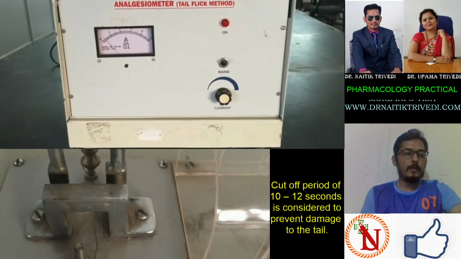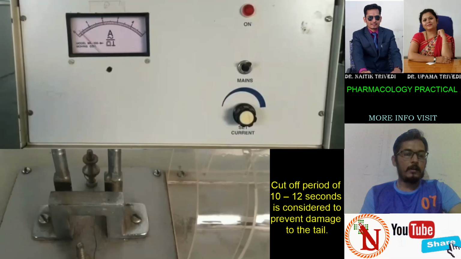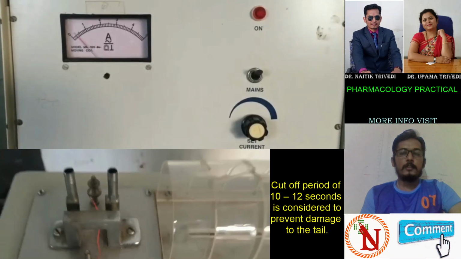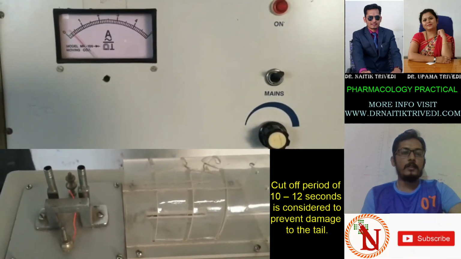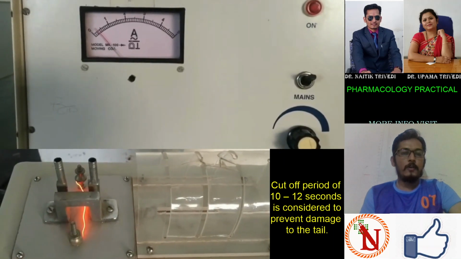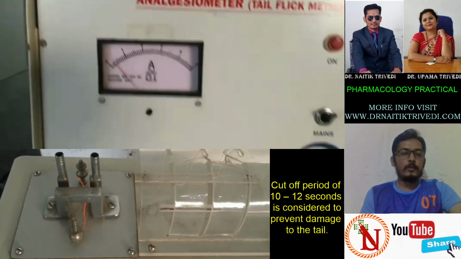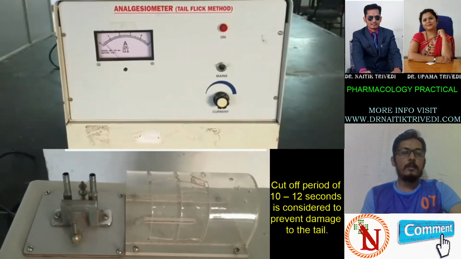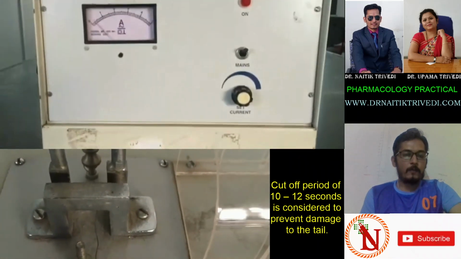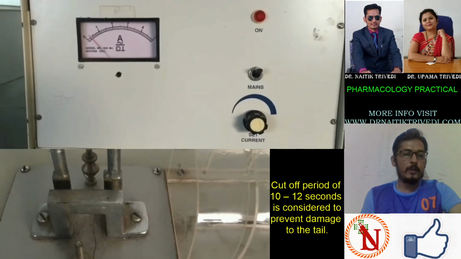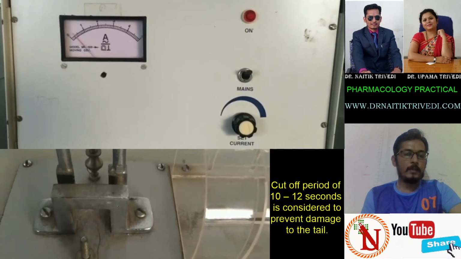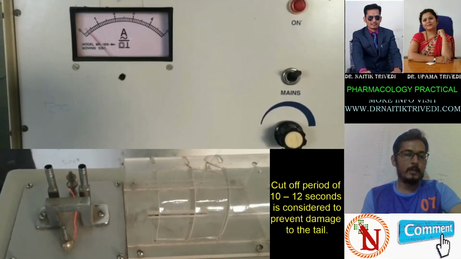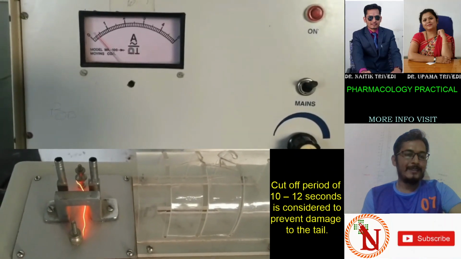First, I am giving you an introduction to the analgesiometer. This one is the analgesiometer. Here there are three buttons: current, main and on. The current switch is the one through which we apply the current. Here we keep the animal. When we increase the current, this wire gets hot and turns red. Just see, the cutoff period is 10 to 12 seconds. When we increase the current, it gets hot and shows the red color.